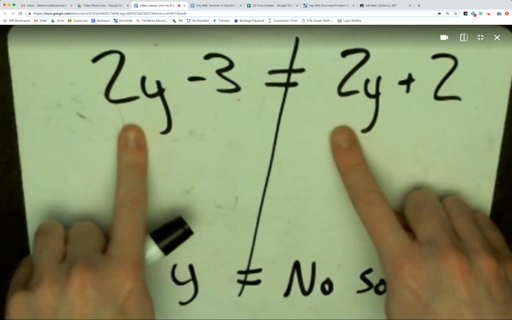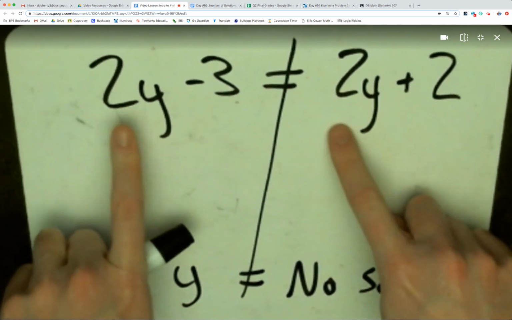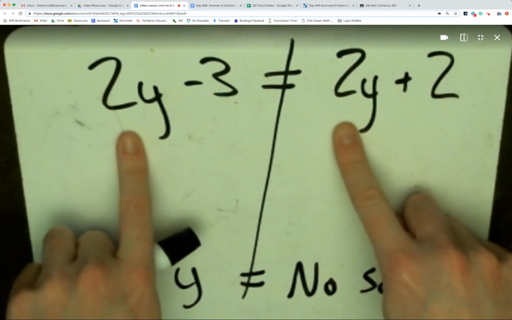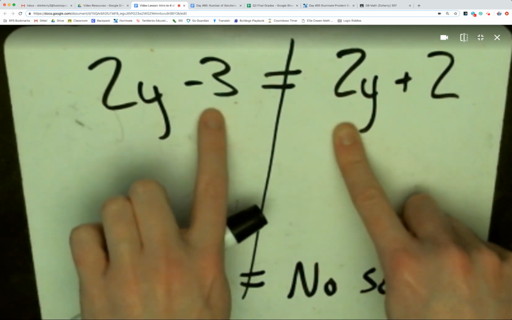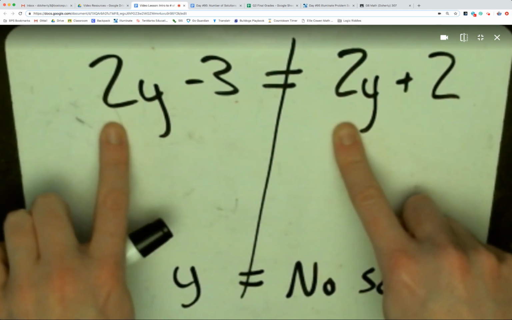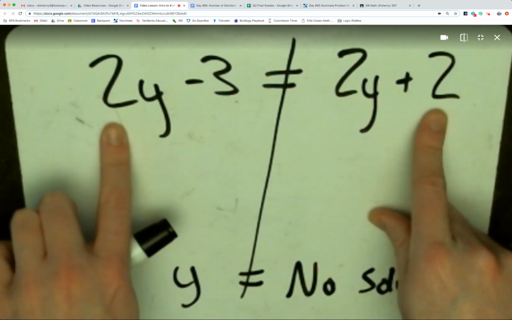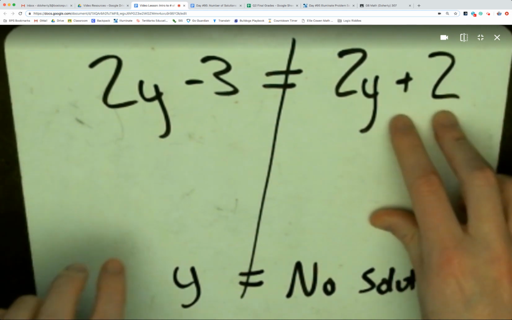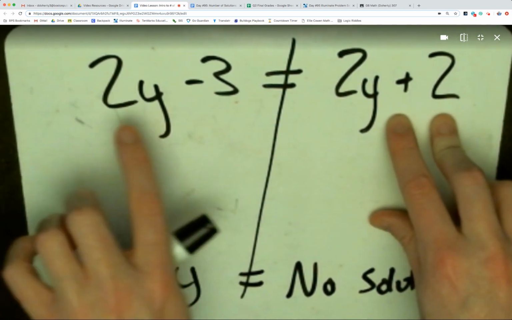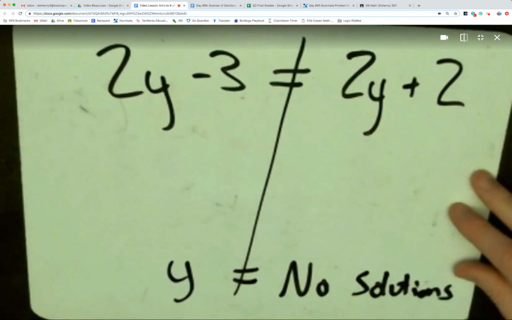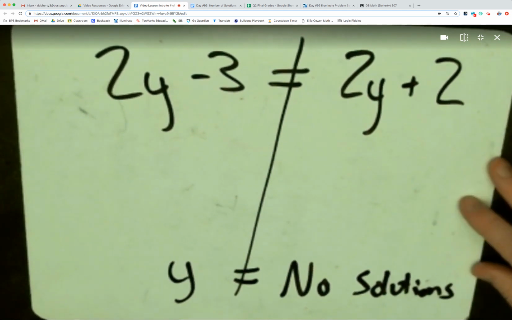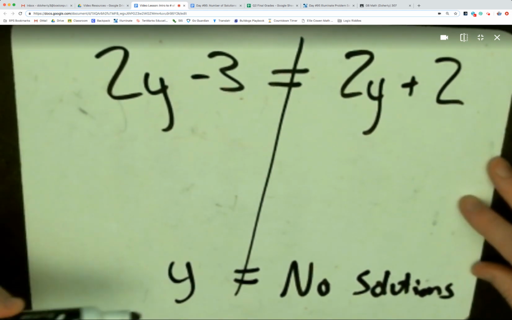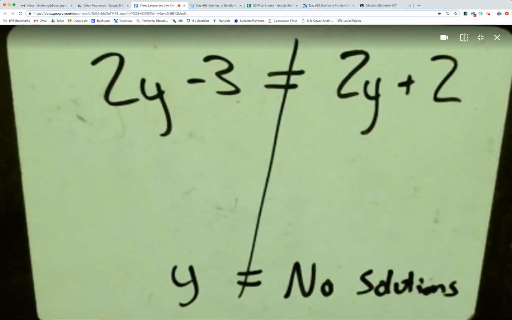Because the variable term on the left expression and the right expression is identical, 2y and 2y, on this side we're always going to subtract 3 from whatever 2y is. On this side, we're always going to add 2. So as this goes up by 2, the same number goes down by 3. This side's always going to be 5 bigger. So this one has no solutions.